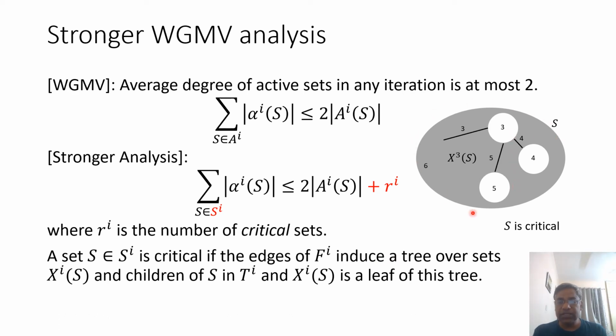So let's take this example of a set S, and these are its children in the tree, and these are the edges of F sub i. Remember, we are still talking of iteration 3, so these are the edges with label 3 or more. Now if I were to think of this as 4 sets of vertices, this set as 1, this as another, this as a third, and the remaining as a fourth, then these edges form a tree on this 4 set of vertices, of which x3s is a leaf. And when such is the case, then we call this critical. Those are things that we need to handle specially, which is why they show up on the right.